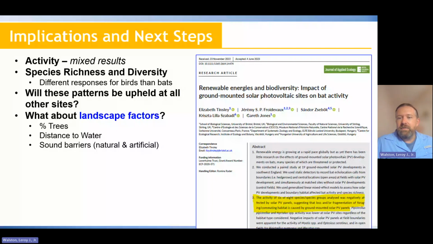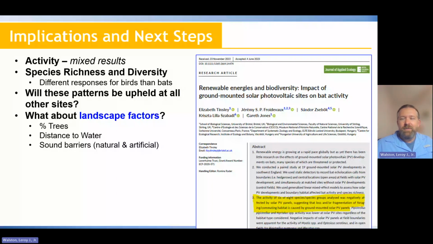We also noticed that patterns of species richness and diversity were different for birds and bats. We consistently observed greater avian species richness and diversity on our solar sites, but these patterns weren't very observable or distinguishable for the bats. Again, we'll look to see if these patterns are upheld across all of our other sites as we continue our analyses.